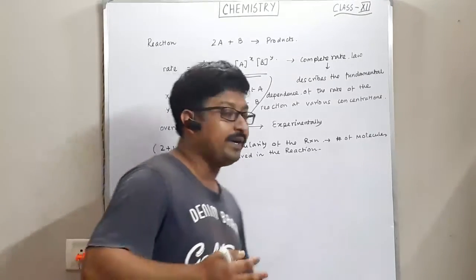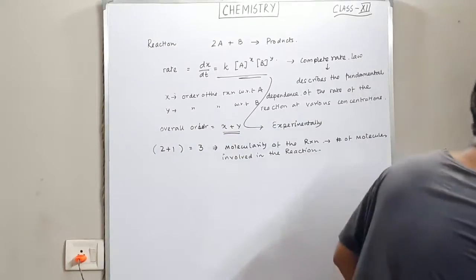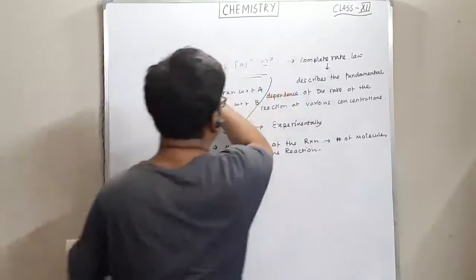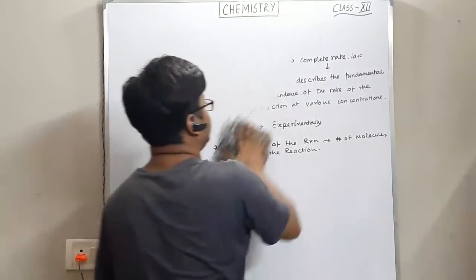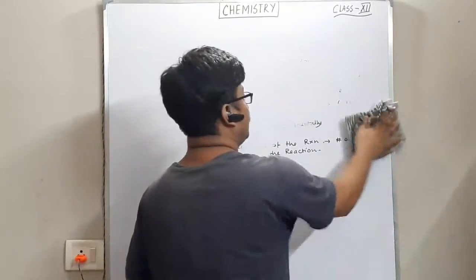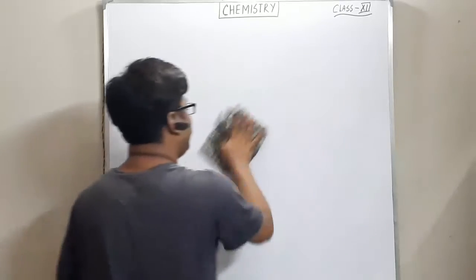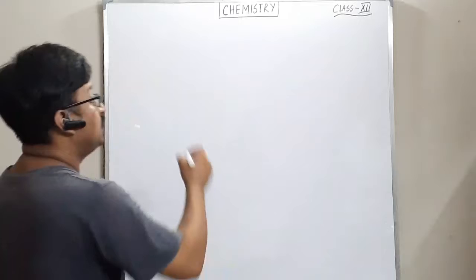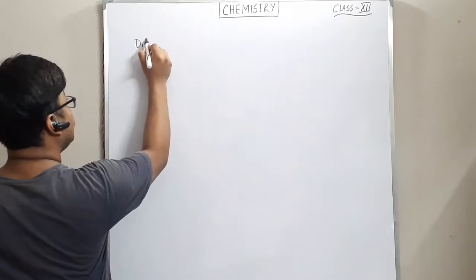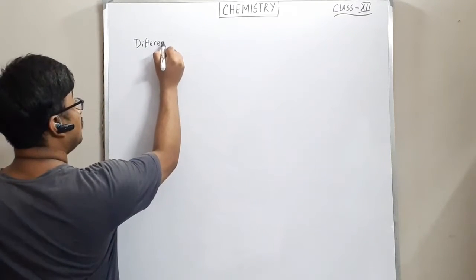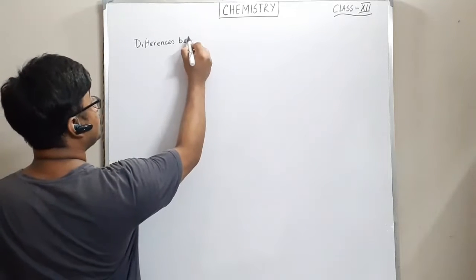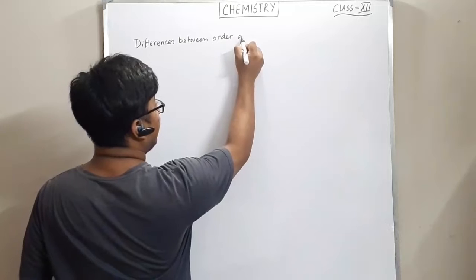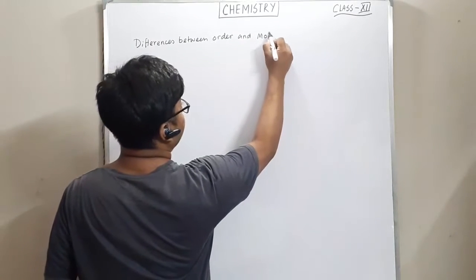Let's look into the difference between the order and molecularity of a reaction. This is a very important question for your board exams. What is the difference between order and molecularity of a chemical reaction? Okay, so let's look at the differences between order and molecularity.